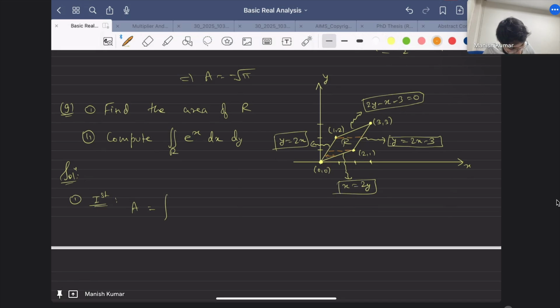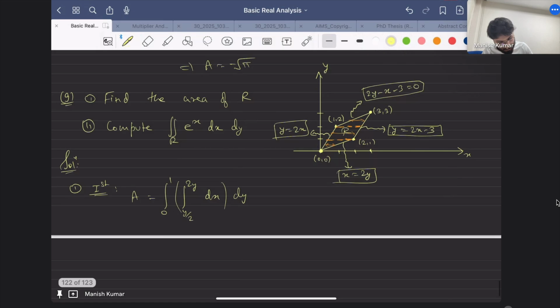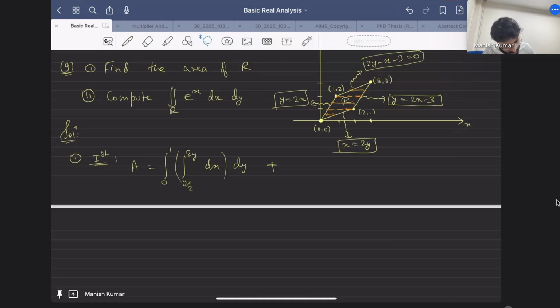So we are taking y to be varying from 0 to 3, but in between we are breaking y over here, at 1. So first, from 0 to 1, dy. How is x behaving? x is going from y by 2 to 2y. So this is dx dy.